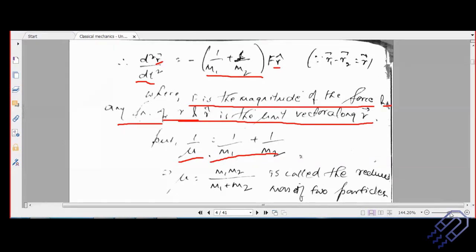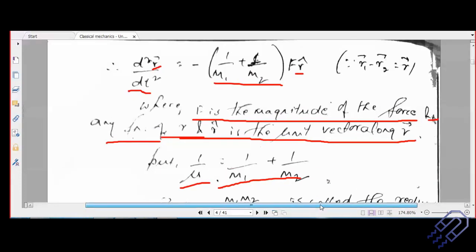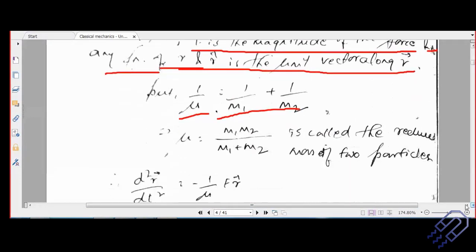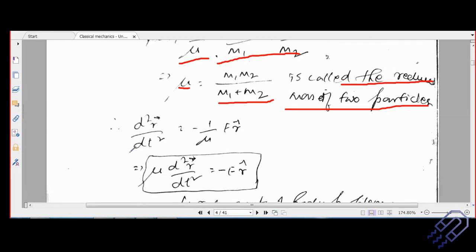So can we zoom in a bit? Okay, this is fine. We have got 1 by mu equal to 1 by M1 plus 1 by M2, and then mu is equal to M1 M2 divided by M1 plus M2. This quantity is called the reduced mass of the two particles. So you see, I have combined both the particles into an entire system. That means this is the equation of motion for the two particle system, or the two body system.